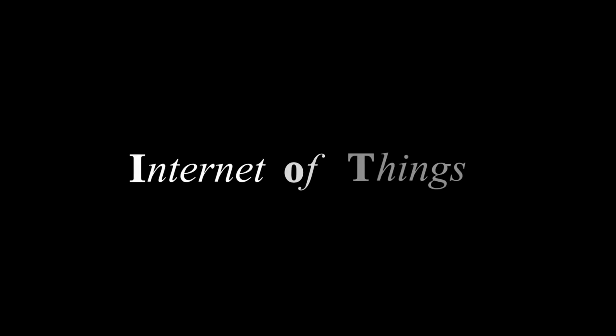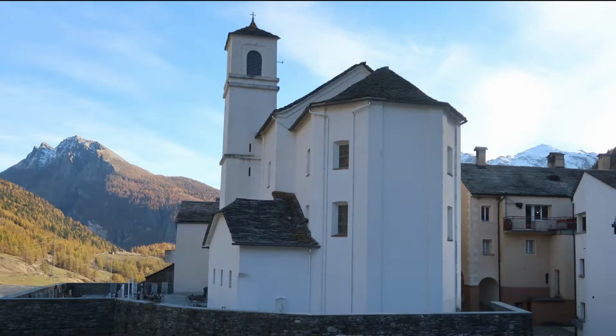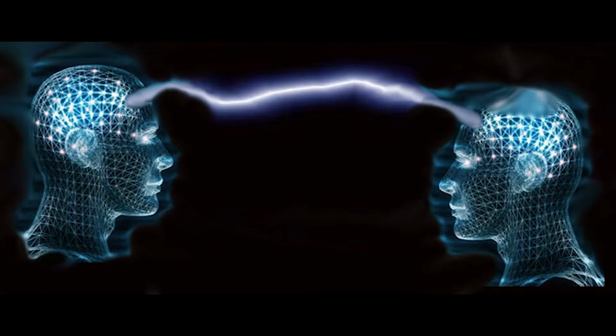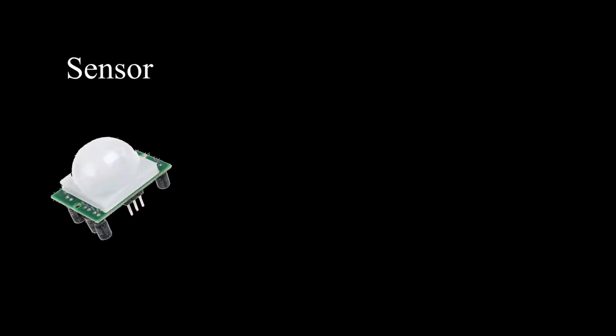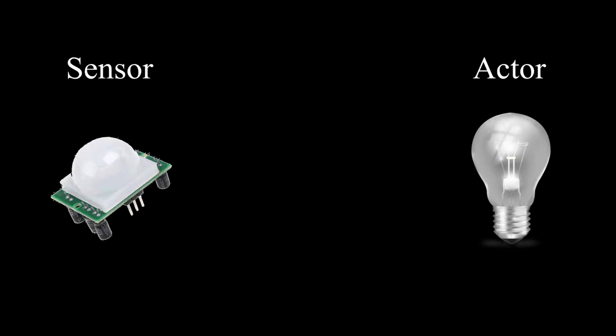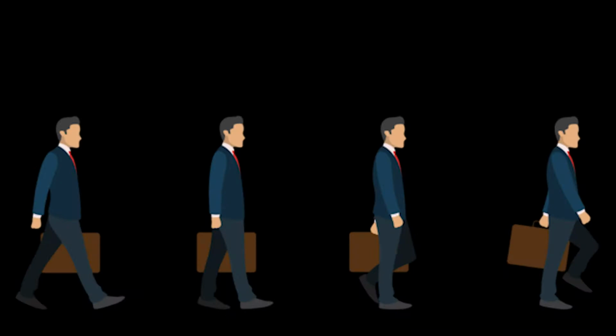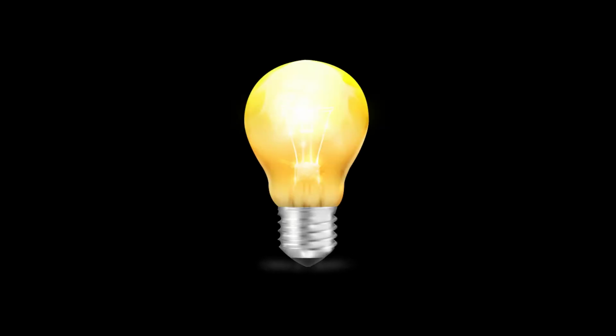What is IoT? IoT stands for Internet of Things. It's where the physical world and the digital world connect. Like we have sensors, like a movement sensor, and we have an actor, like a light bulb, and we have microcontrollers that we can program to do stuff. So we can program the sensor: if it detects any kind of movement, it's gonna turn on the light for you. So yeah, that's it.